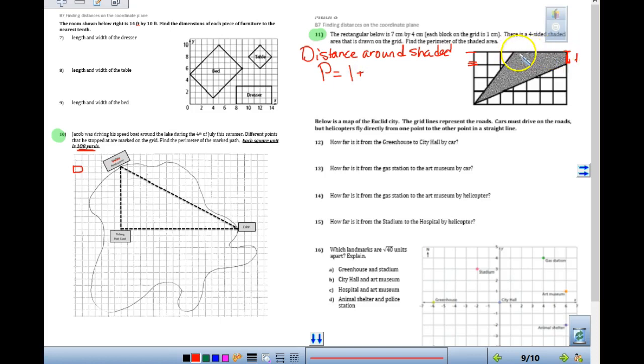Can we tell how long this side is up here? Yeah. How far? 4. How do I know that? Because I can look down here and go 1, 2, 3, 4, right? So this is 1 plus 4. But now I got to find this length right here. What am I going to do to find it? What have our whole unit been on?